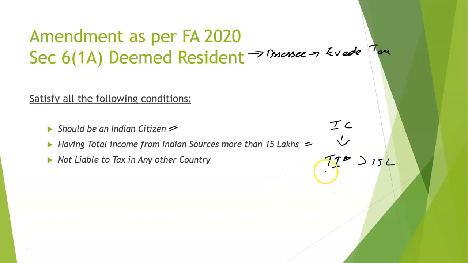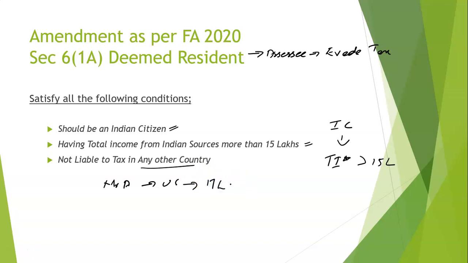Also, with respect to this total income, the assessee does not pay tax in any country. Say an Indian citizen, Mr. A from the US, having a total income exceeding 15 lakhs. Say the total income of Mr. A purely from India is 17 lakh.